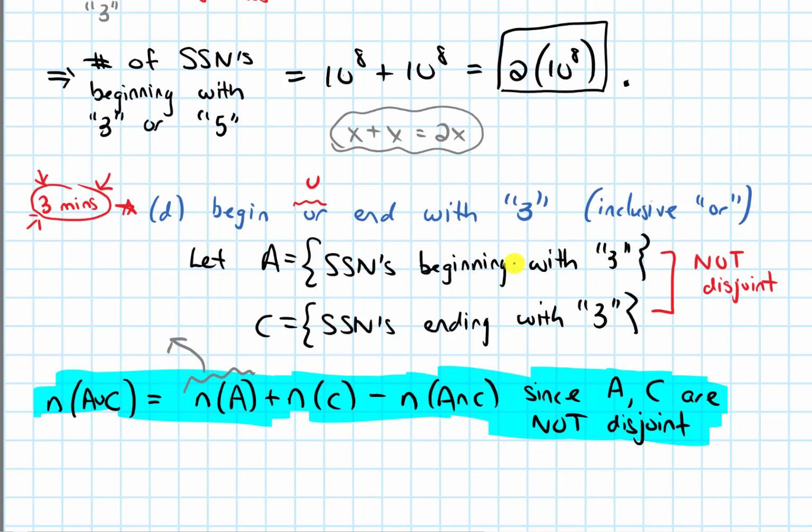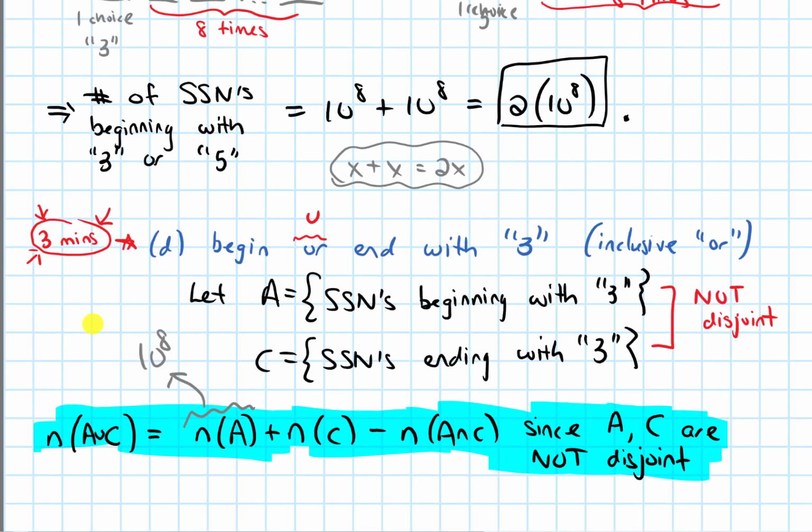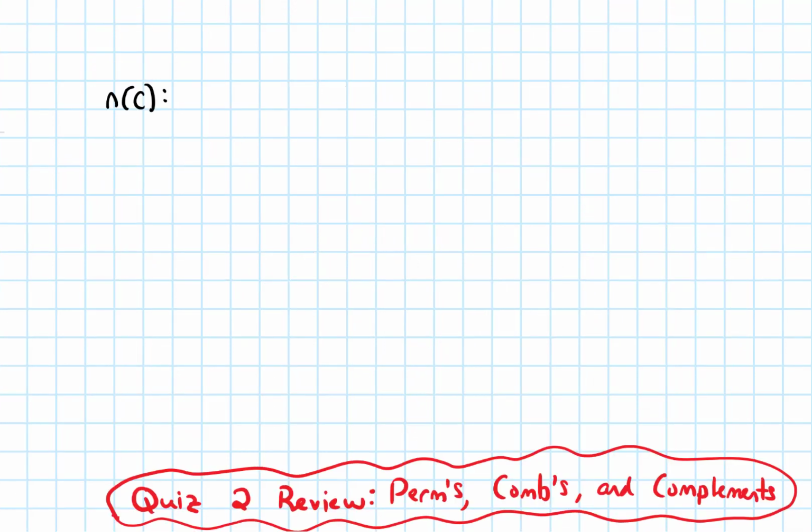Okay, and in part C, we already found the number of elements in A, the number of Social Security numbers that begin with a 3. That was 10 to the 8. So that is 10 to the 8. But I'll need to work out the number of Social Security numbers that end with a 3, as well as the number of Social Security numbers that are in the intersection. That means they'll begin with a 3 and end with a 3. So let's do that next.